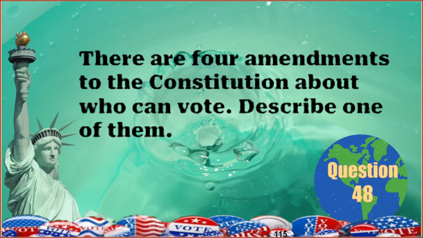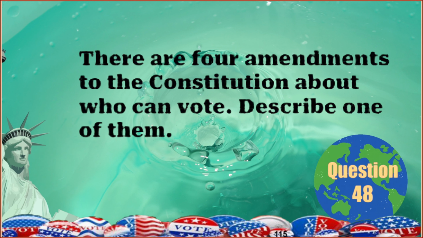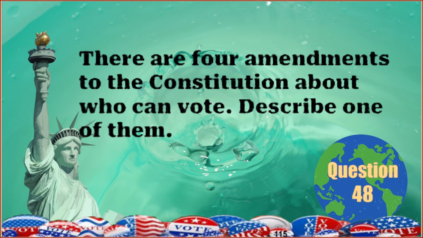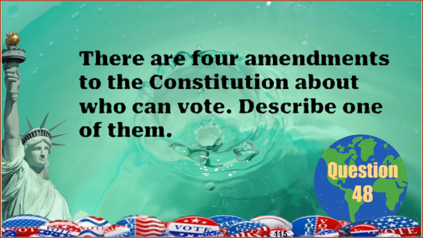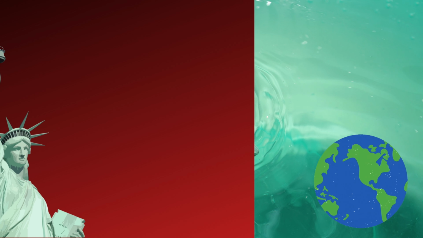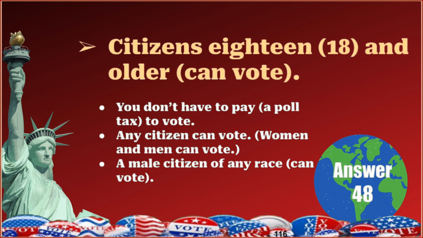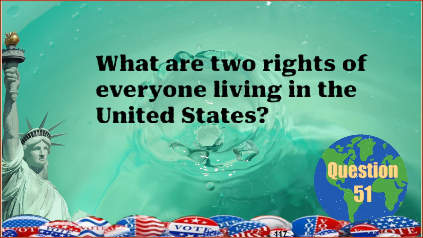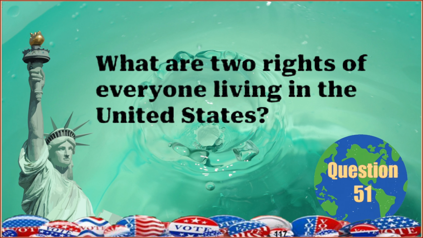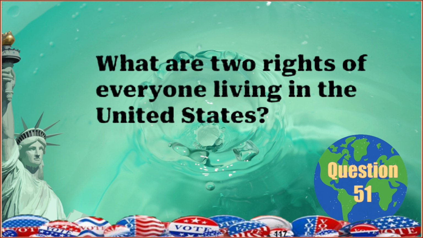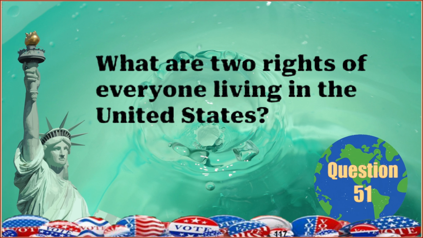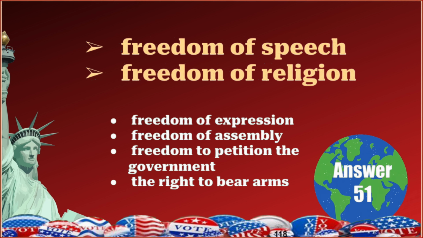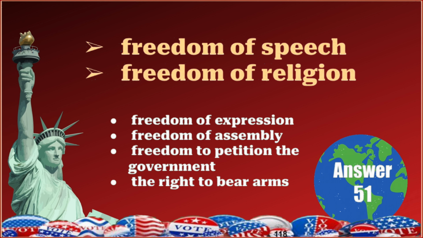There are 4 amendments to the Constitution about who can vote. Describe one of them. Citizens 18 and older can vote. What are 2 rights of everyone living in the United States? Freedom of speech, freedom of religion.